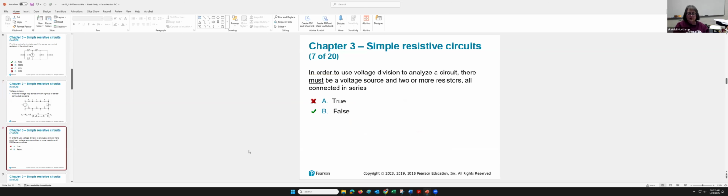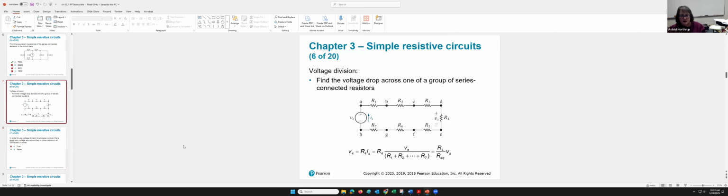All right, so this statement: for a simple resistive circuit, in order to use voltage division to analyze a circuit, there must be a voltage source and two or more resistors all connected in series. Is that true or false? Well, the answer is not necessarily. In other words, you could have a current source and you could do that as well.